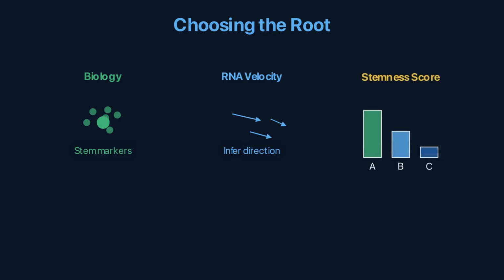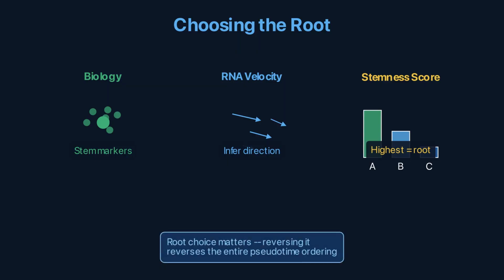Alternatively, compute a stemness score. Cells with high expression of pluripotency markers and low expression of lineage markers score highest. The root choice matters. Reversing it reverses the entire pseudotime ordering.